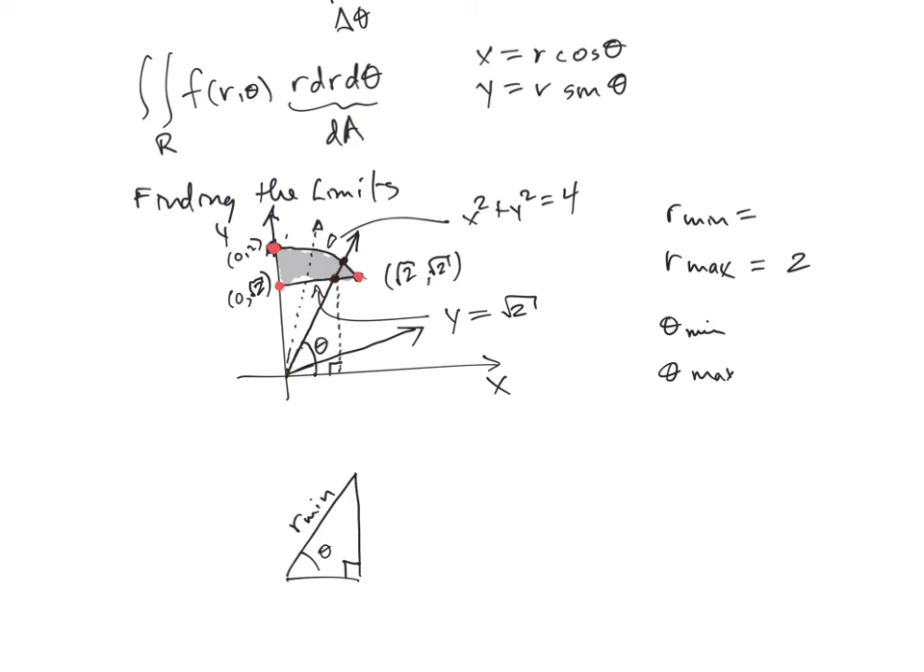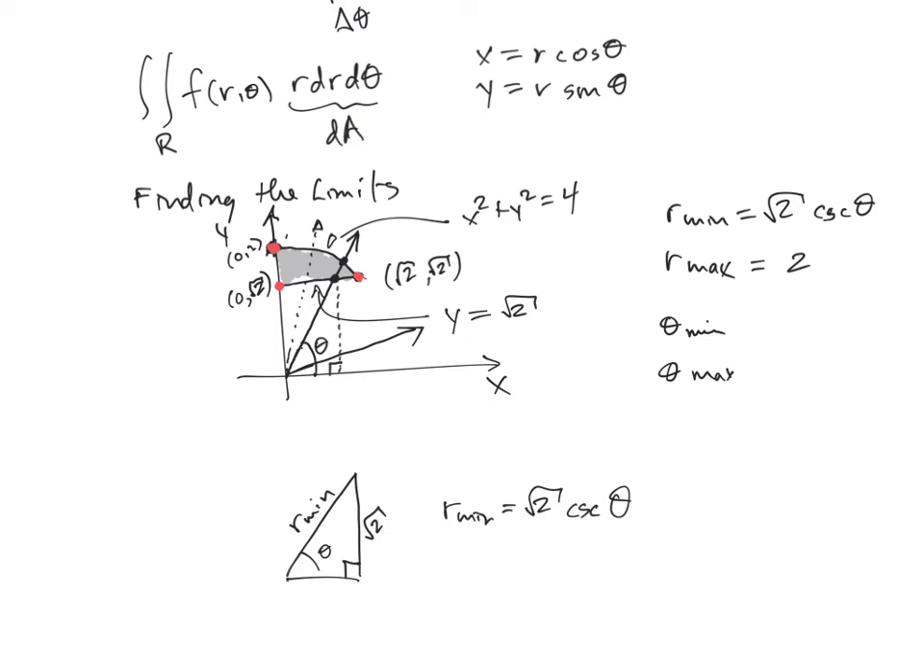Well, do I know anything else in this? Do I know this side of the triangle? Yes, I do. It's at a y value of root 2, so this is root 2. So surely I can use basic trig now to calculate what r min is in terms of root 2 and theta, right? So when you do that, r min is equal to root 2 cosecant of theta. Just basic trig. Okay, so I got r min and r max that way.